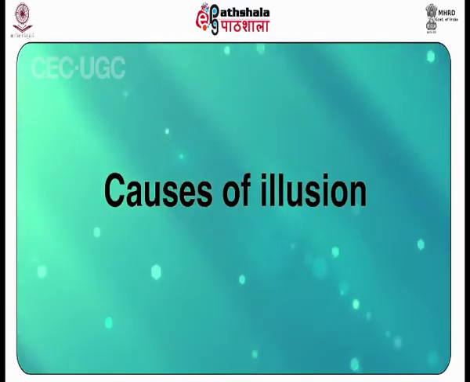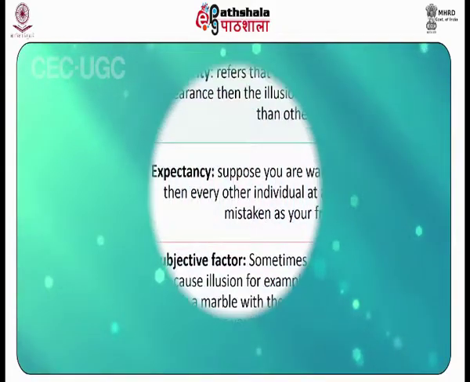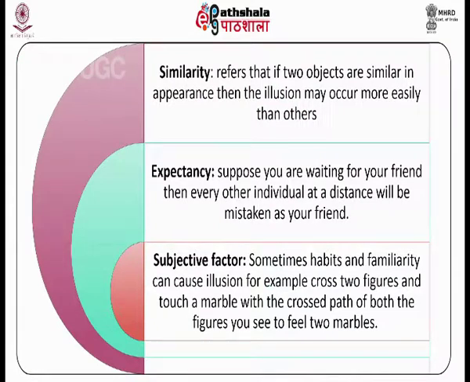Let's come back to causes of illusion. Let us now try to understand the different causes of illusions that are present. The first one may be called similarity. Similarity means that if two objects are similar in appearance, then the illusion may occur more easily than others. For example, it is natural to mistake a curled rope for a snake.